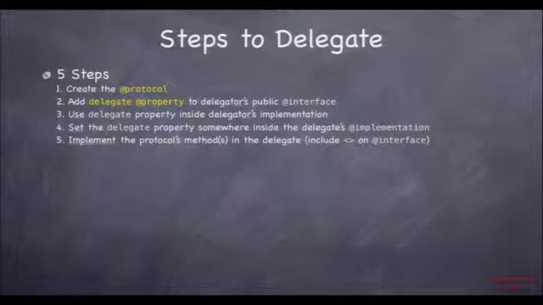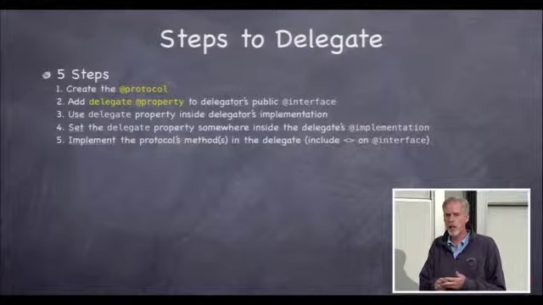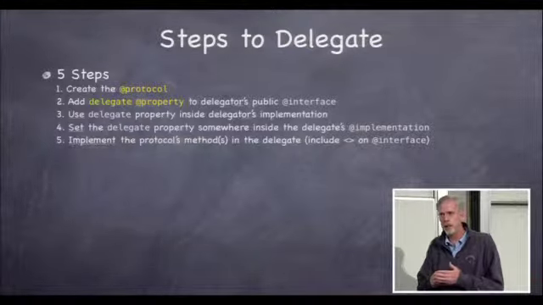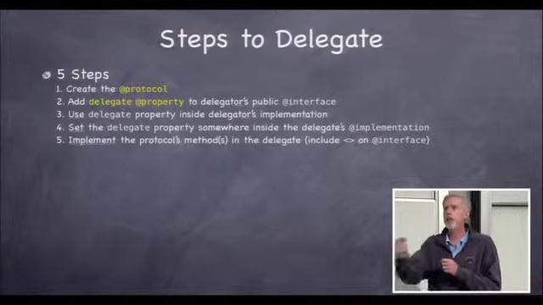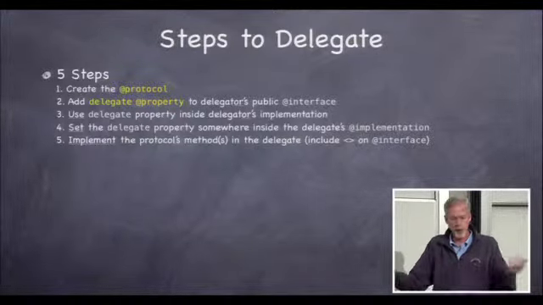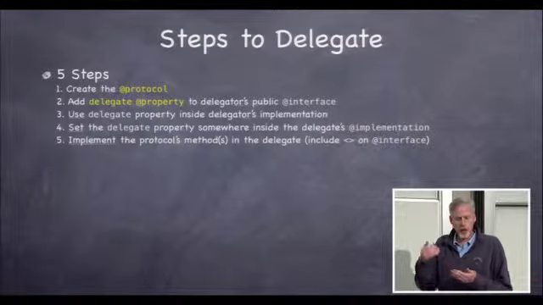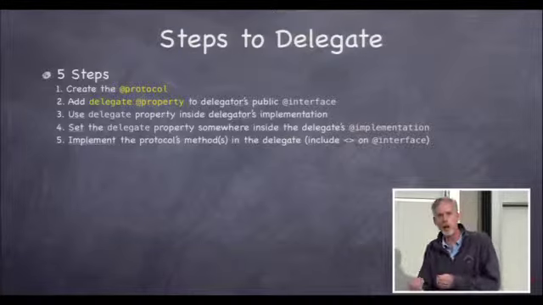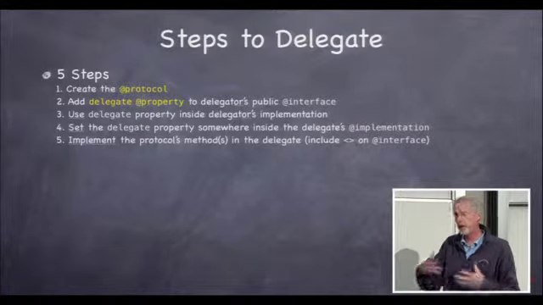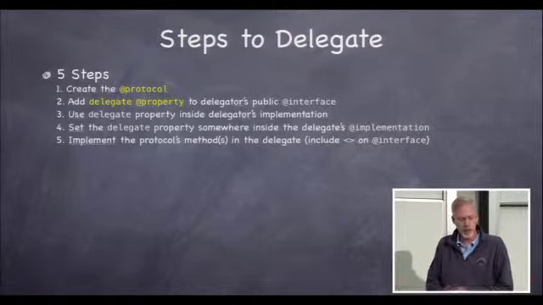The steps to delegation. There are 5 steps to delegation. 1, create the protocol that's going to be used to describe the delegation, what's happening. Everyone cool with that step? 2, you're going to add a property, usually called dataSource or delegate, in the delegator's public interface. The object that's doing the delegating obviously needs a property in its public interface. 3, you're going to use the delegate property inside the implementation of the delegator. Obviously, it needs that information somewhere or wants to communicate something, so you're going to use it.